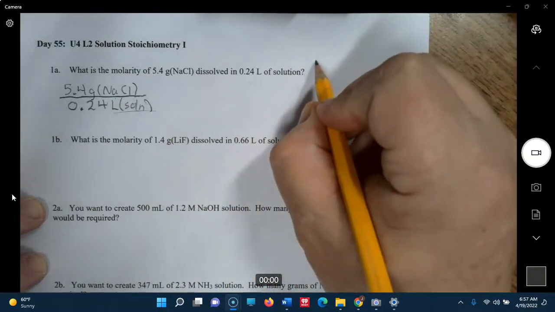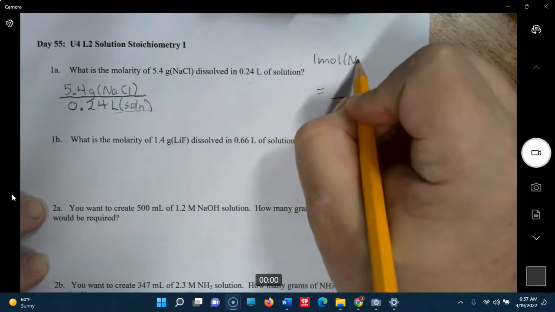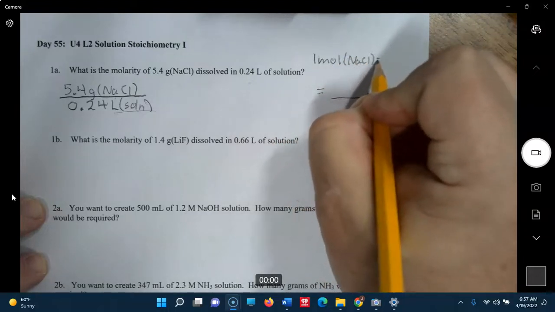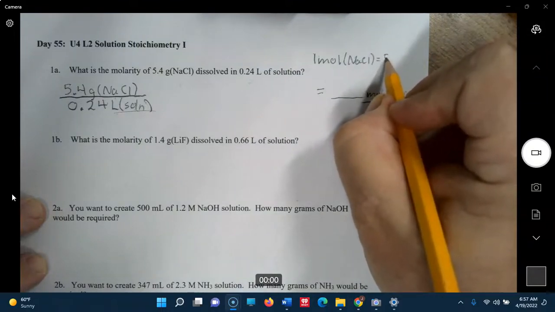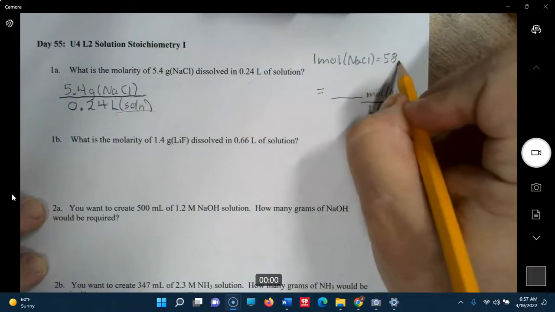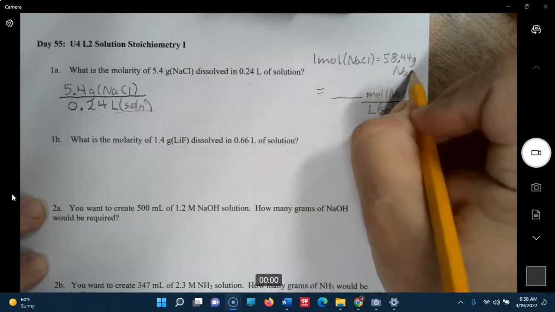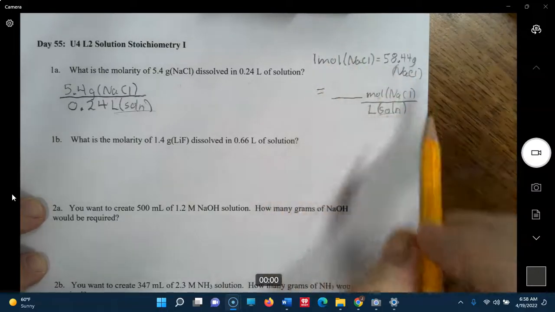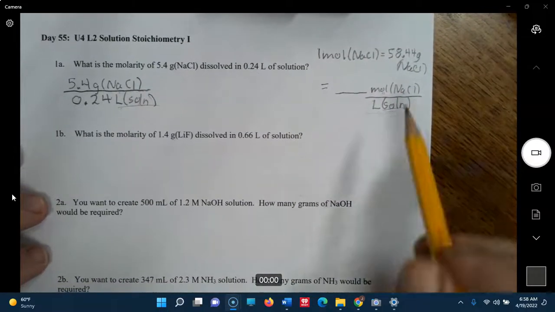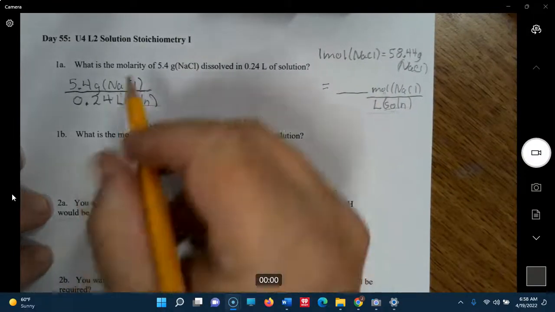And let's write out what that is. I'll write it up here. Okay, 1 mole NaCl equals 58.44 grams of NaCl. One of those is going to go on top, one on bottom. I think you all know which one it is by now.